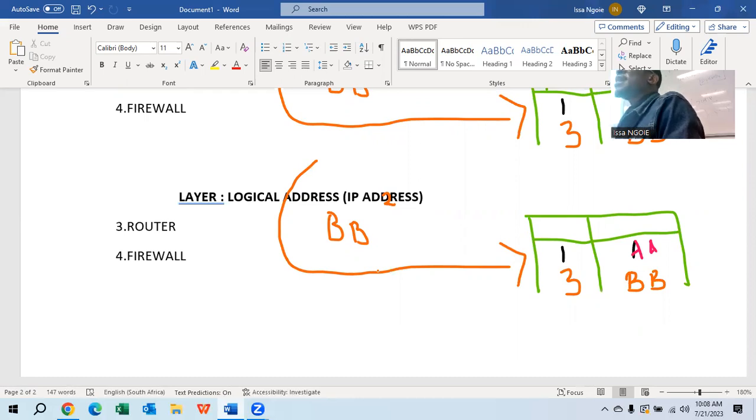So layer 3 is like a router. Layer 3 works sometimes like a switch, sometimes like a router. Very easy for you to pass the exam. You don't need a practice question to answer this question.